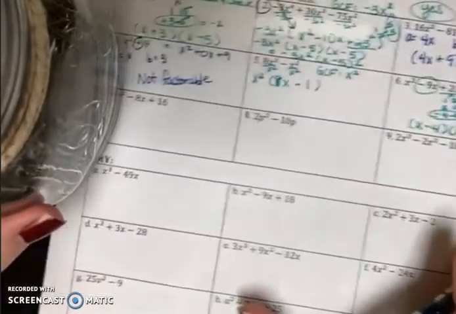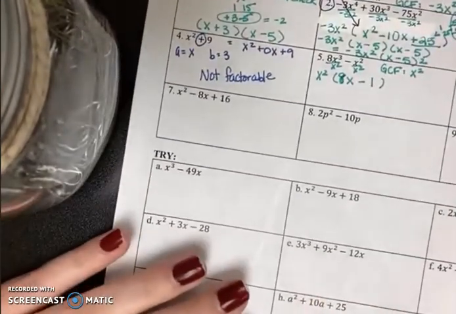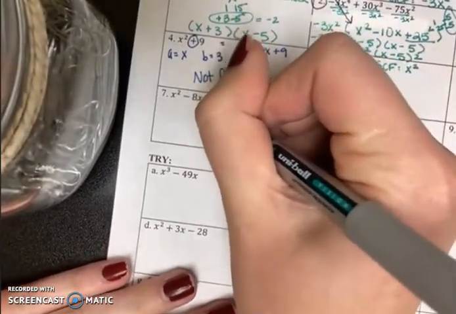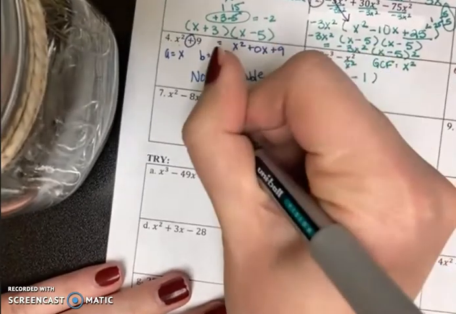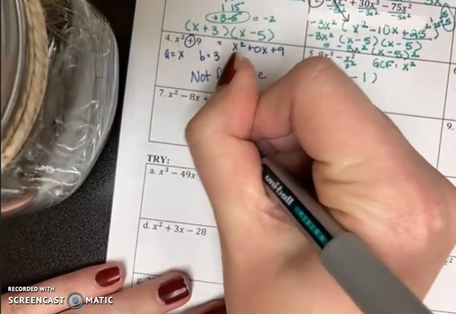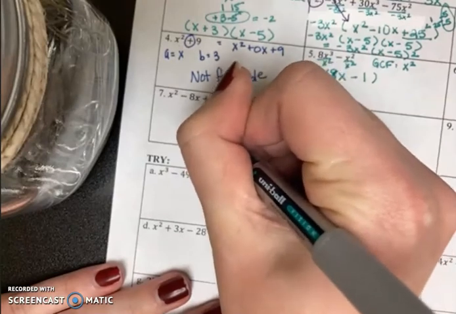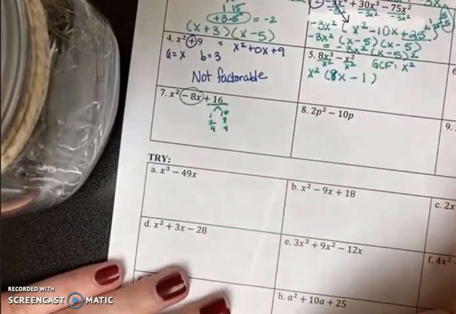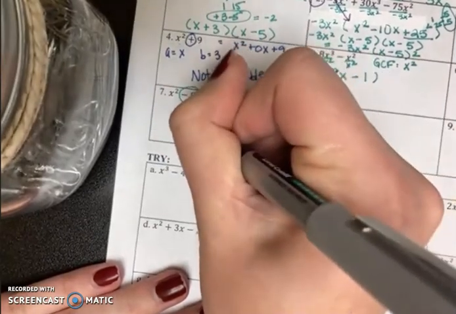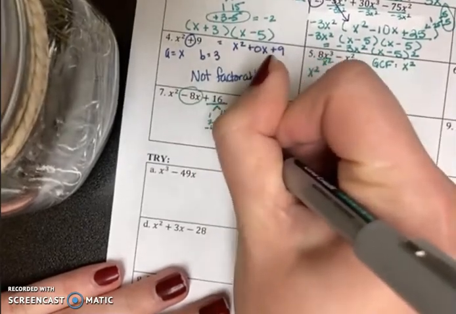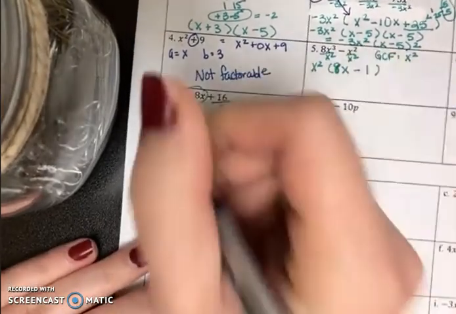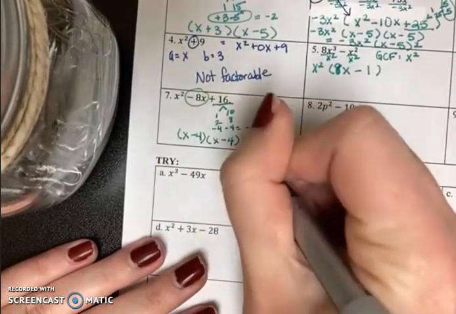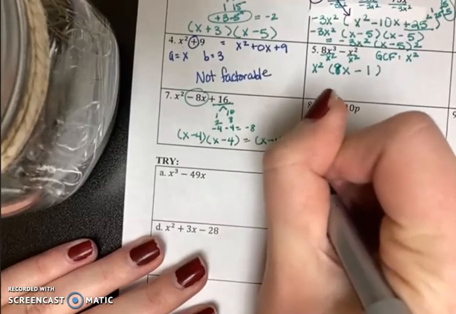I cannot factor that any further. Same thing for number 7. It's a trinomial where a is 1, so I just look at the factors of positive 16, so that's 1 and 16, 2 and 8, 4 and 4. Using same signs, is there any way I can get to a negative 8? The answer is yes. I would just have to be sure both of them were negative 4s. So I have x minus 4 times x minus 4, or that is x minus 4 being squared.